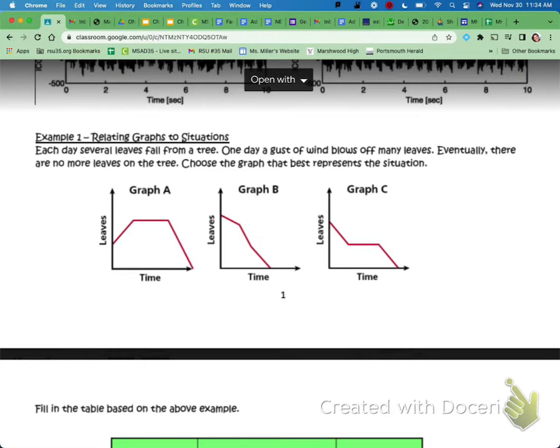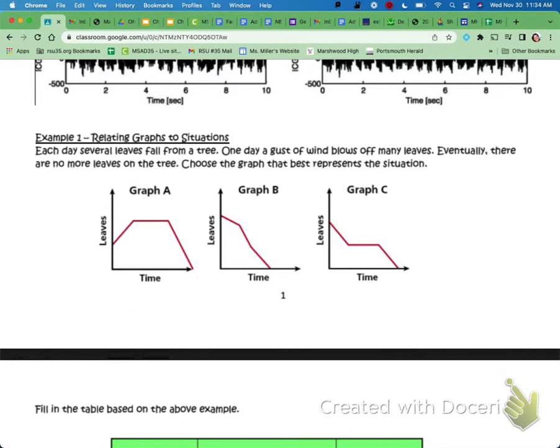In example 1, we have a situation where we have leaves falling from a tree. Everybody can envision leaves falling from a tree, right? One day, a gust of wind blows off many leaves. Eventually, there are no more leaves on the tree. Which graph do we think would represent this situation? Notice that my x-axis is time. So as time's going on, what's happening to my amount of leaves? It's decreasing.